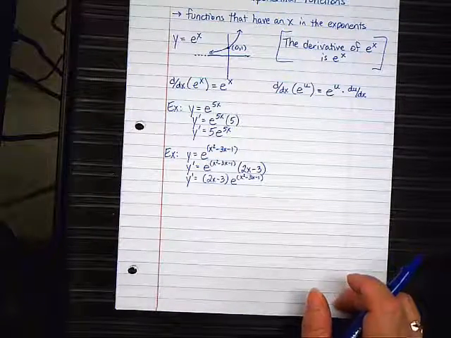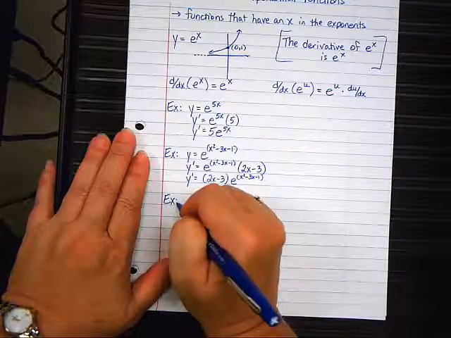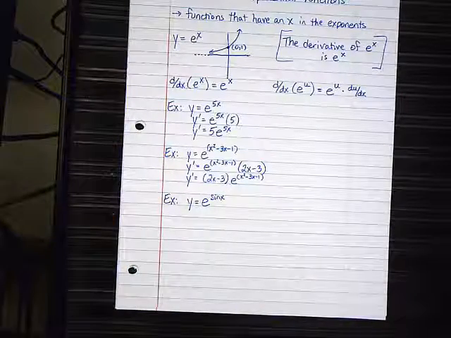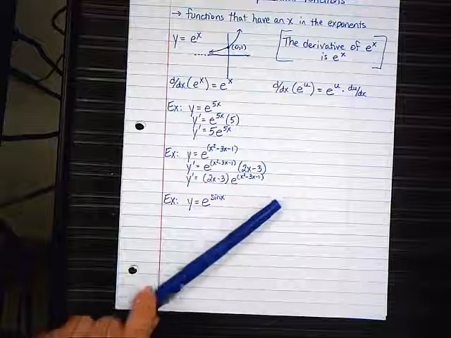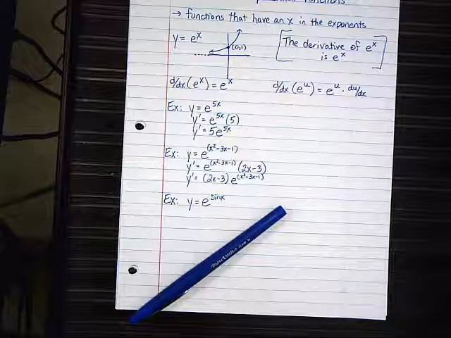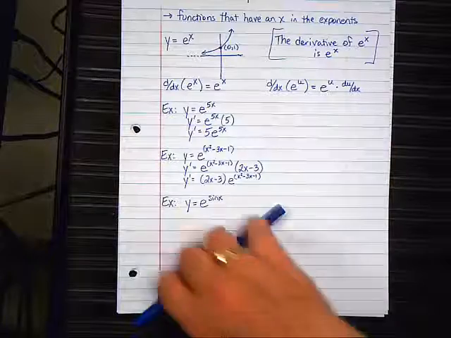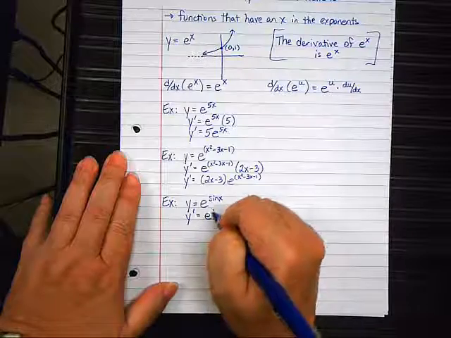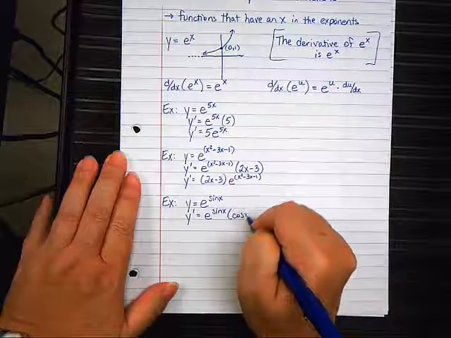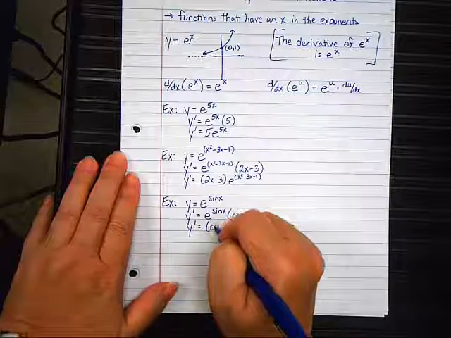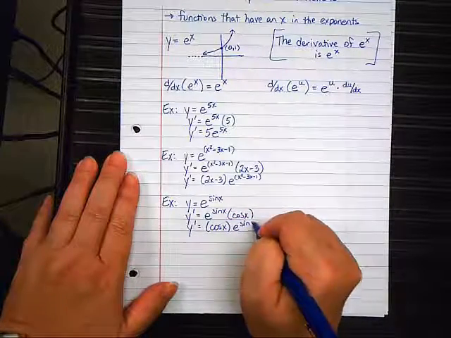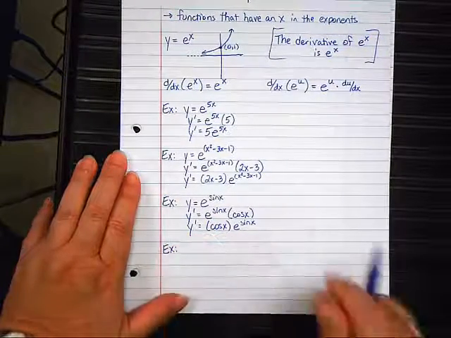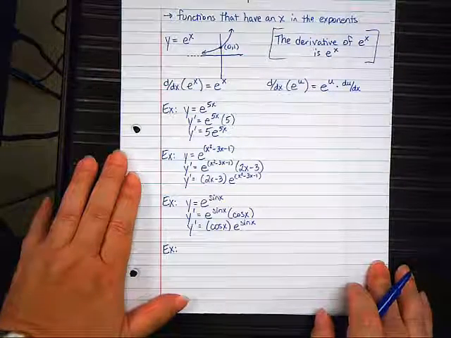Okay. Your turn to try one. y equals e to the sine of x power. I want you to try that. I want to come around and check them. When you think you've got it, I want to see it. y prime equals copy paste e to the sine of x times cosine of x. And you can move the cosine to the front, like so. Okay. Any questions on that problem? That was easy, right?